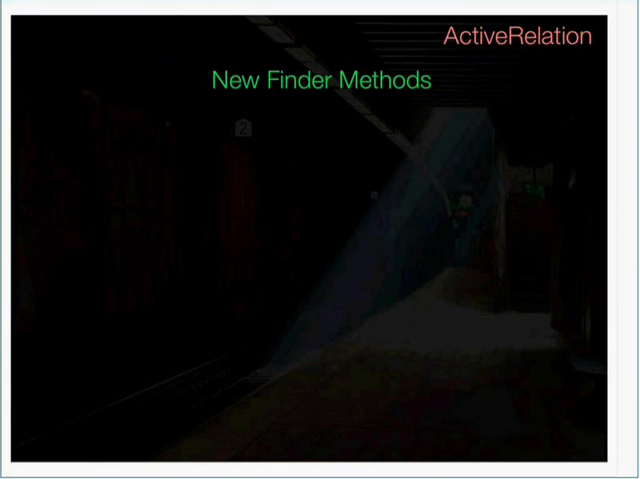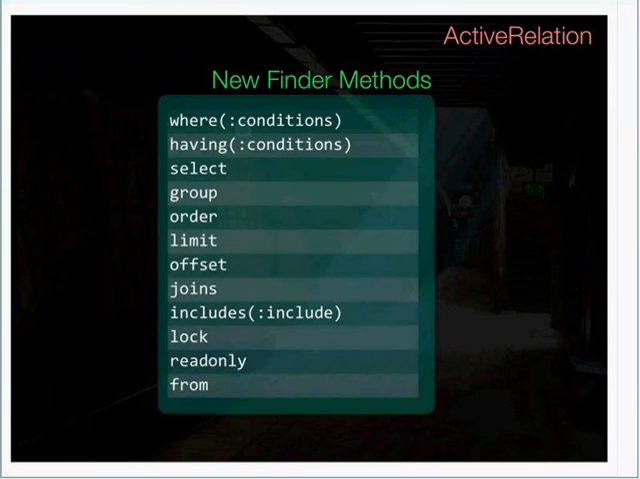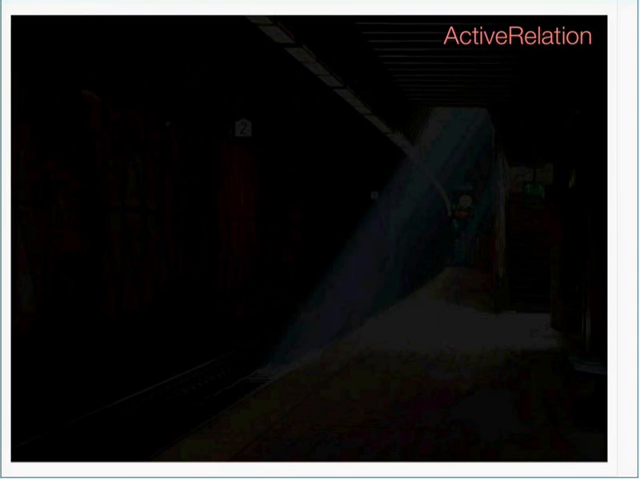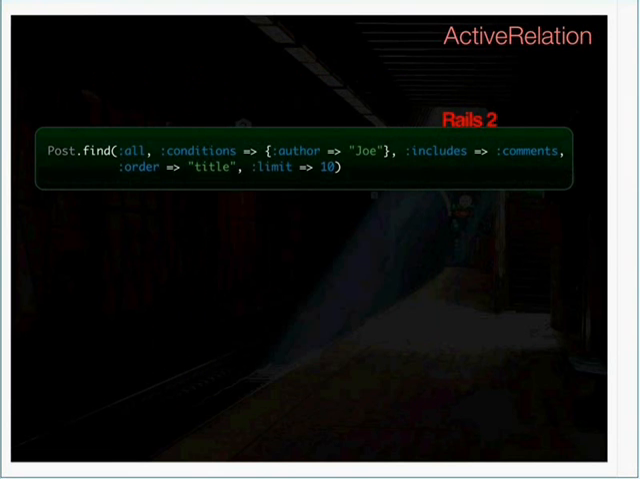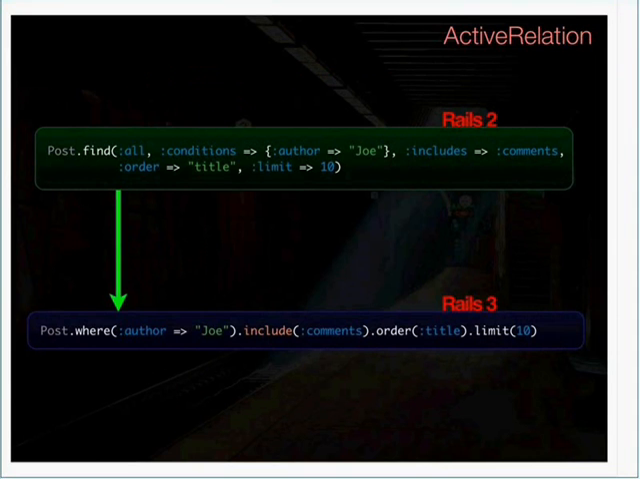The new finder methods, here you can see a list of all the new finder methods inside ActiveRelation that you can use. You can chain these all together. To show you one last example before we move on, here's a pretty complex query with lots of hash methods in there. This changes in Rails 3 to look a little bit cleaner.